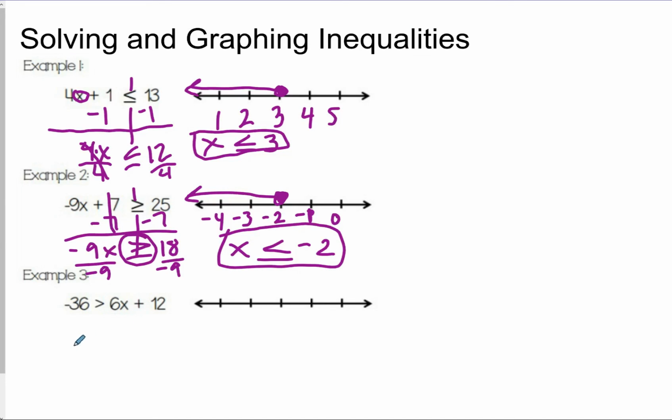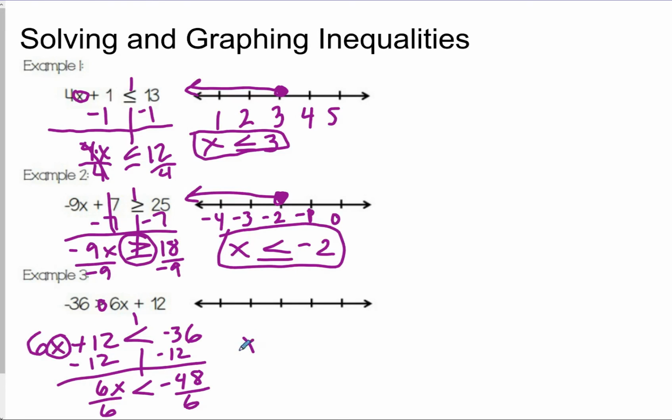Go ahead and try example 3, keeping in mind that you'll probably want to flip the entire equation to begin with so that your variable's on the left side. And I get x is less than negative 8. Checking my graph, I'm going to have an open dot with an arrow to the left. Because it's less than, my values are decreasing. Open because it's not an equal to.